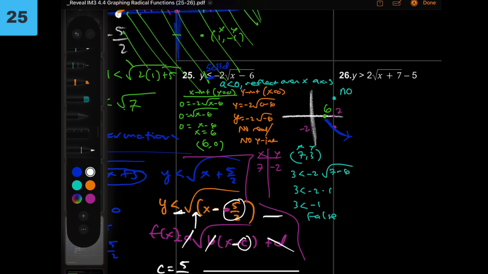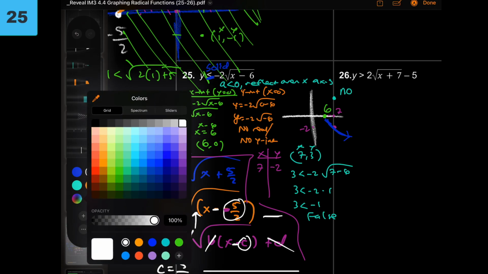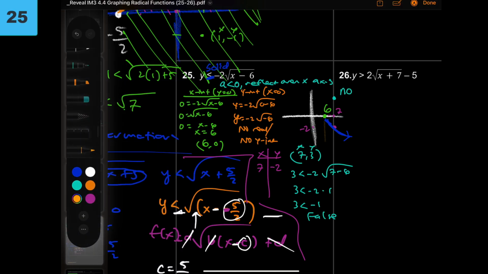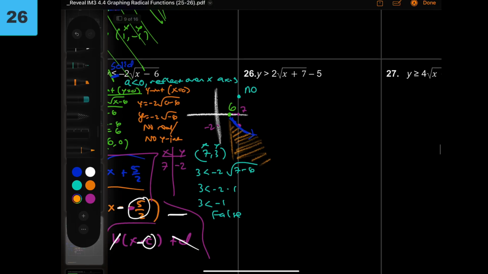Okay, what does this mean? That means we should shade this region, the other side of the graph. Okay. Number 26.